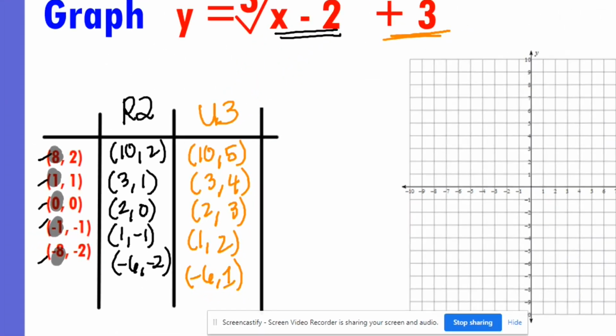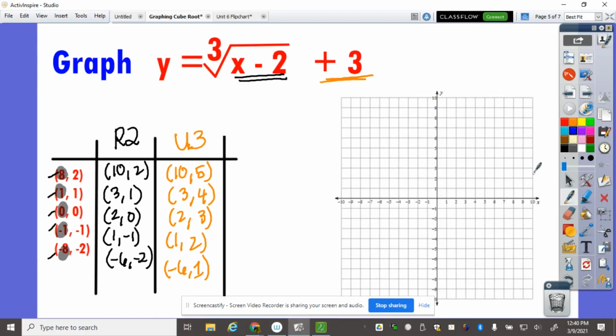And then we're going to plot our points now. (10, 5) is going to be right here: 1, 2, 3, 4, 5. Then (3, 4), (2, 3), (1, 2), and (-6, 1). So our graph now becomes something like this. Very simple, right?